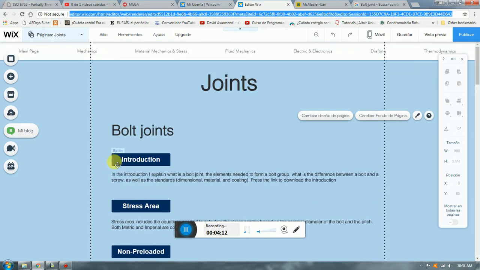The same with the screws, pins, welding joints, and so on. So we're going to talk today about the introduction. We'll explain what a bolt joint is, the elements needed in a bolt group, and the differences between a bolt and a screw. Then we'll talk about the standards, different types of standards, and then we'll see maybe some links that I used to create this file.